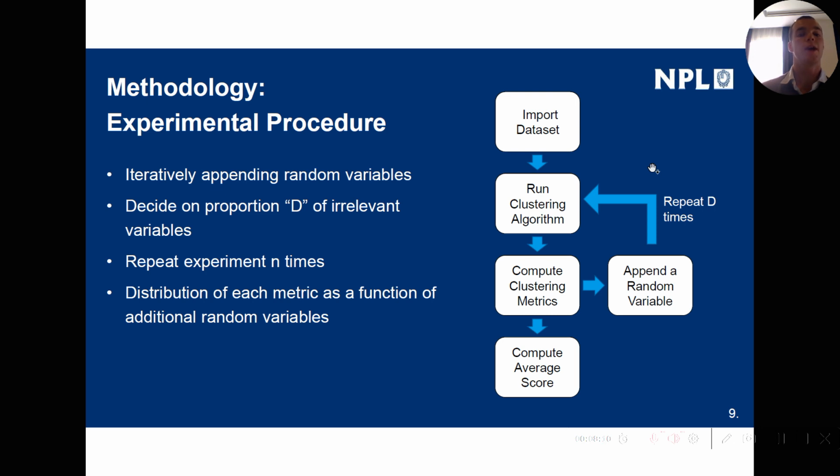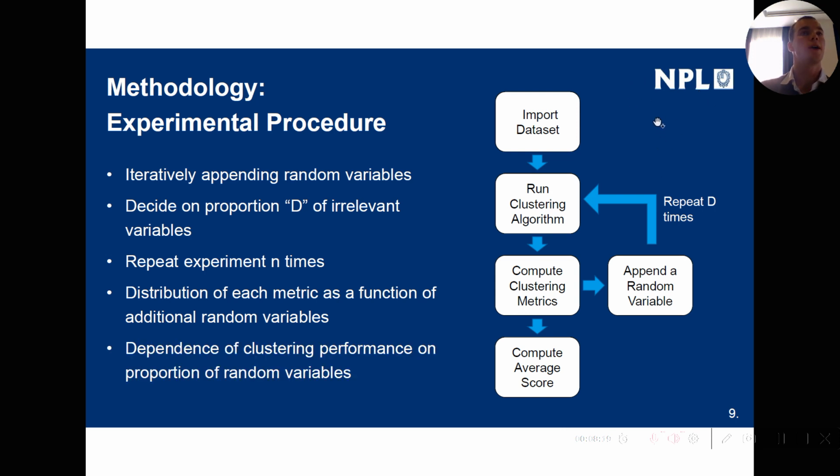So by doing it in this way, we get a distribution of each metric as a function of the additional random variables. And this highlights the importance of the proportion of your random variables to your true features, so we can compare between different dimensions.